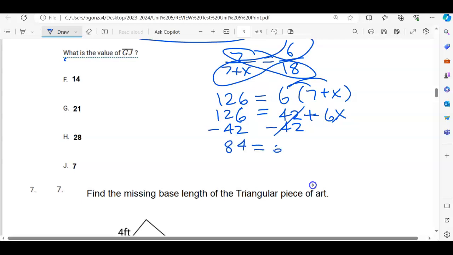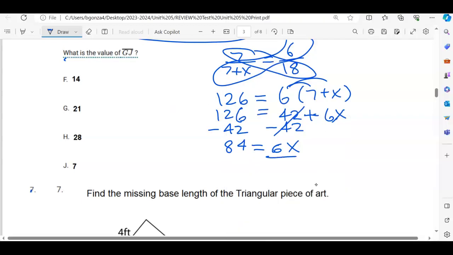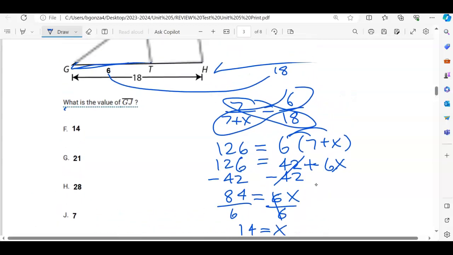84 equals 6x. And then 84 divided by 6, that's 14. All right. Now, what we just figured out was x. Is that what they're asking for?